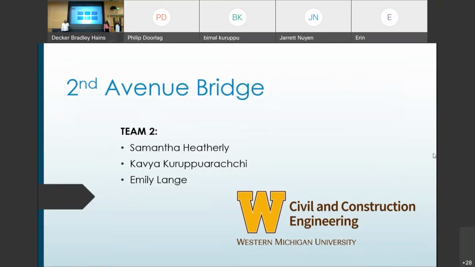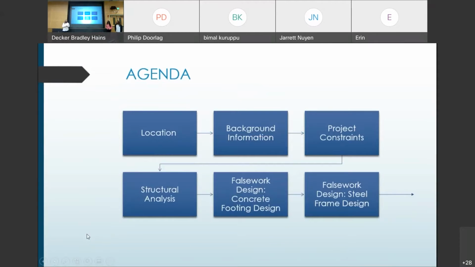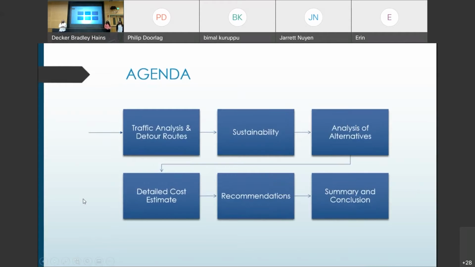First, for the agenda, we will offer a brief overview of the entire project, discussing the location, project constraints, and background information. Once that is completed, we'll then go into a detailed discussion of our structural analysis and design for our concrete footing and steel framing. After that, we'll discuss the traffic analysis portion of our project, which includes the design of detour routes, sustainability, and the analysis of alternatives. To wrap up, we'll discuss the detailed cost estimate and give our final recommendations for our project.